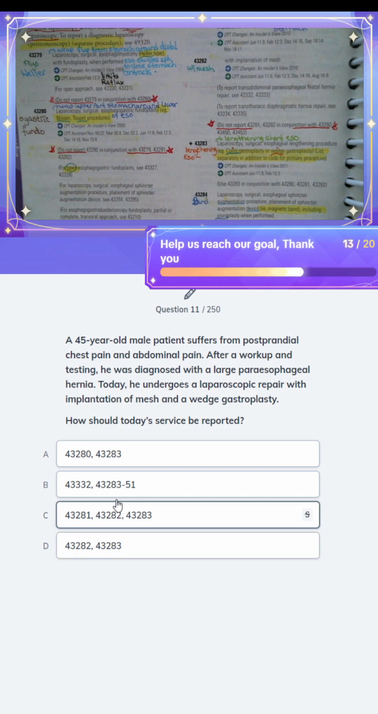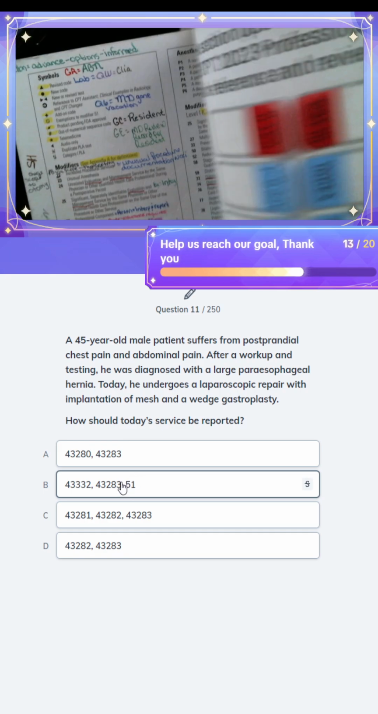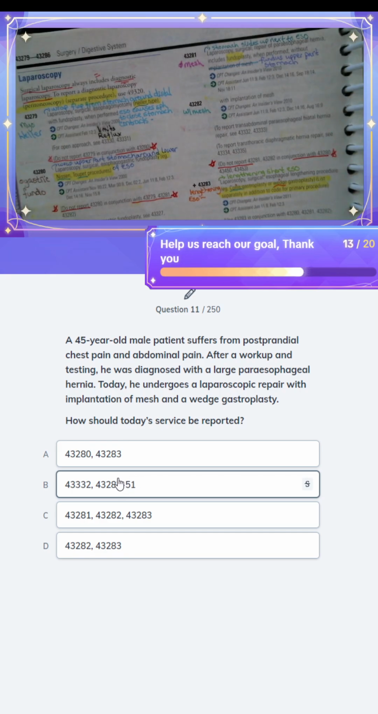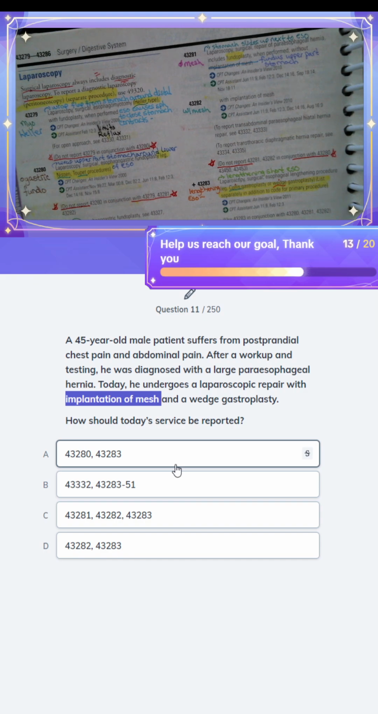Did we do 3 CPT codes or just 2 CPT codes? Would we use the 51 modifier in this area? Those are super helpful. Multiple procedure code. '82 is with implantation of the mesh. We do have the mesh, so it can't be 81 because it has no mesh with it at all. The 82 does.